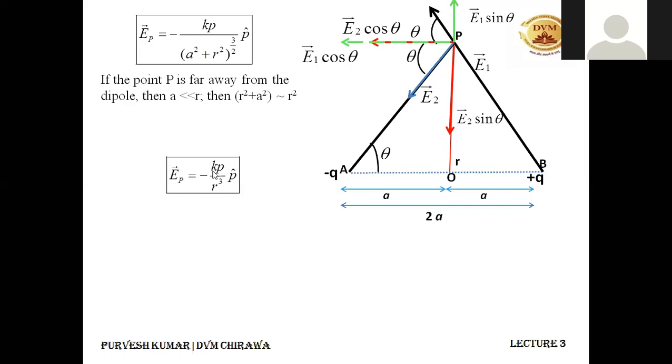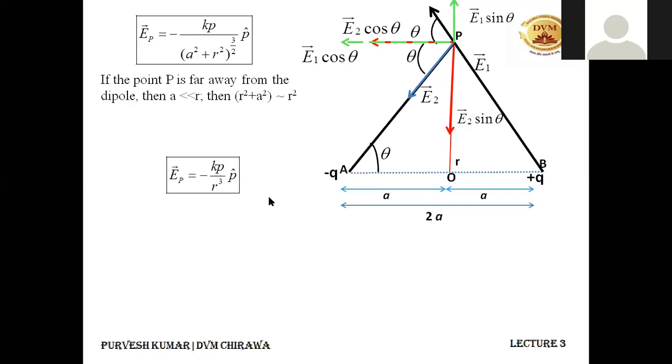If you are remembering it, please check your copies. When we found the electric field at an axial point, it came out to be 2Kp upon r cube. In your notebook, you must have written that when we found the direction, the magnitude of the electric field at an axial point comes out to be 2Kp upon r cube, and at an equatorial point we are getting Kp upon r cube.